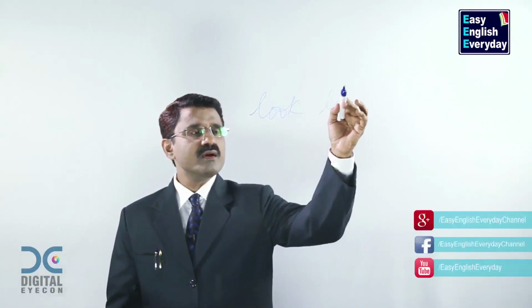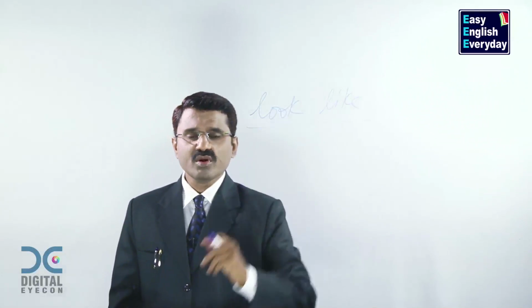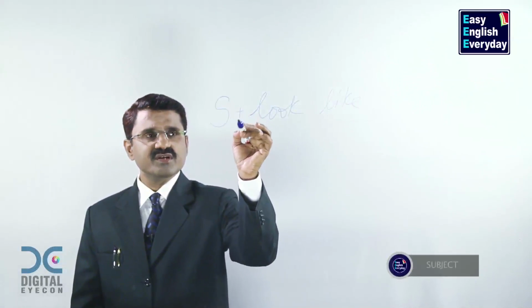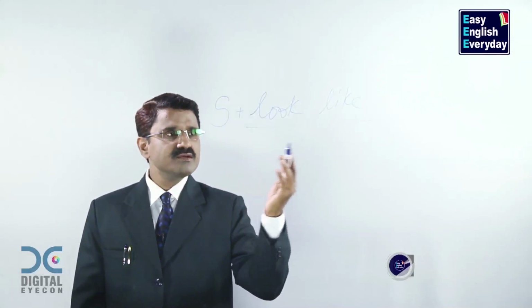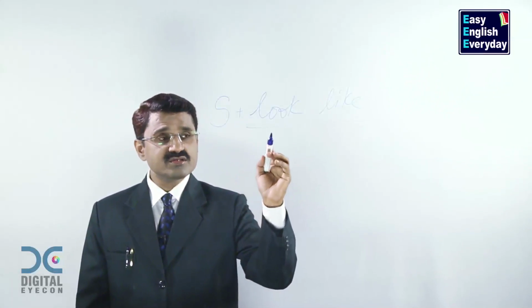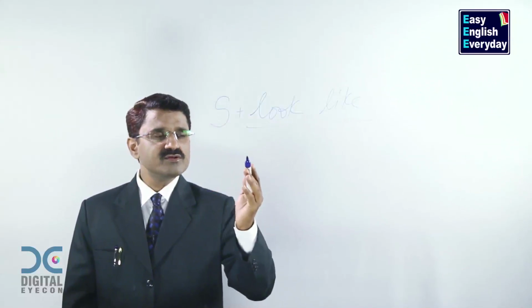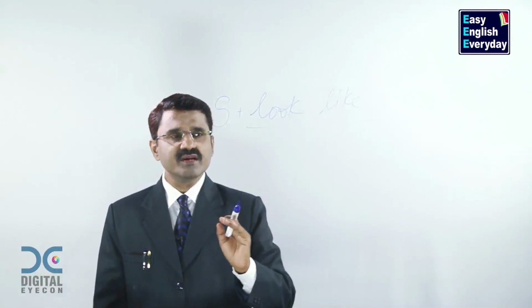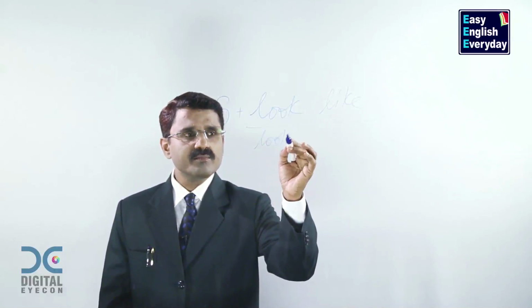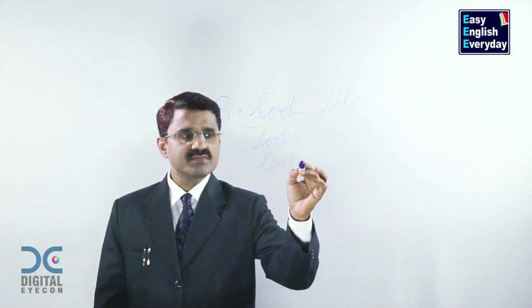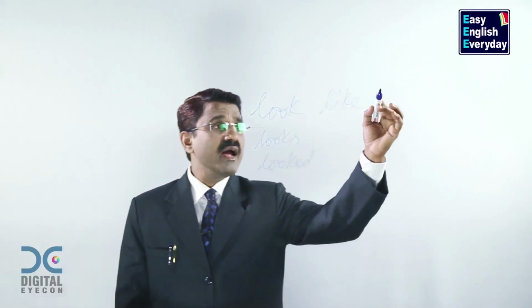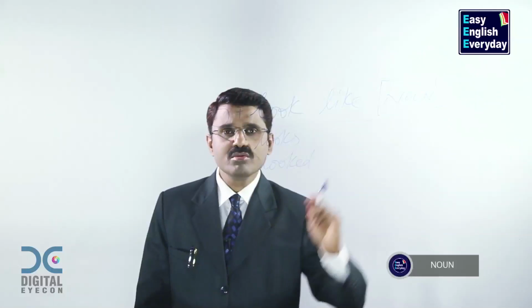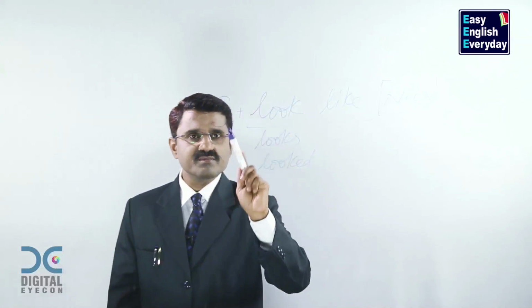Look like. What does it mean? You look like. Here you can add a subject. You look like, he looks like, she looks like, he looked like. And as you know, we do not use look in ing form. It is not preferable. So don't use it in ing form, but you can use look, looks, and looked. And here you can keep any noun. N-O-U-N, noun.